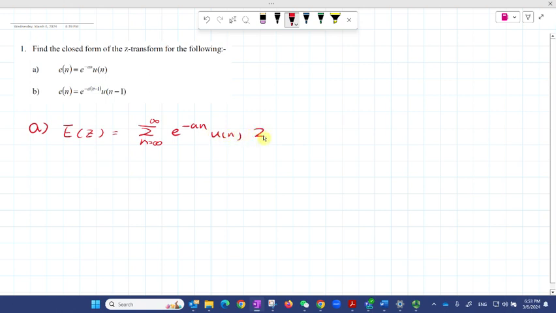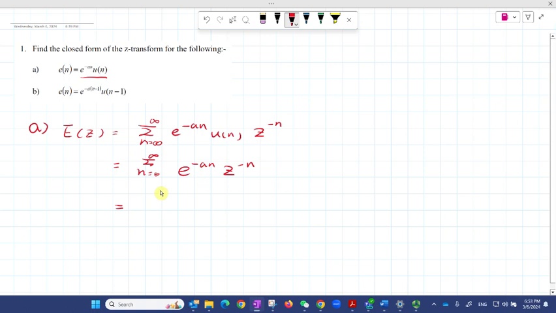multiplied by z to the order of negative n. We can make this start from n equal to 0 because we have a u[n] here, a step function. So we have the sum from 0 to positive infinity of e^(-an) z^(-n), with n looping from 0 to positive infinity. Capital E(z), we can expand, starting from n equal to 0.